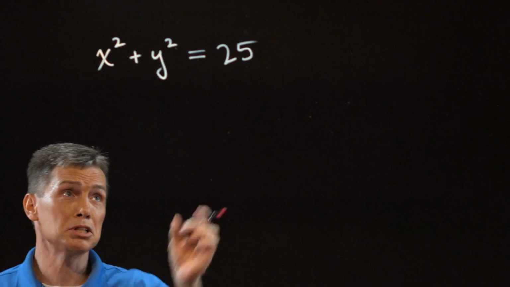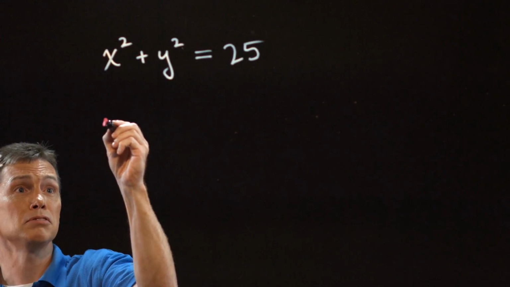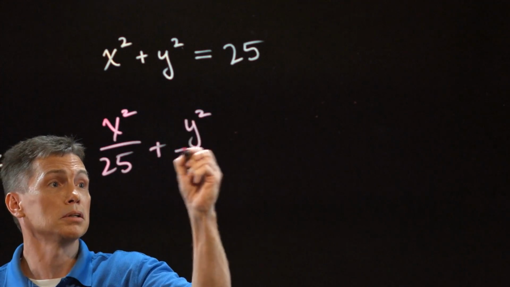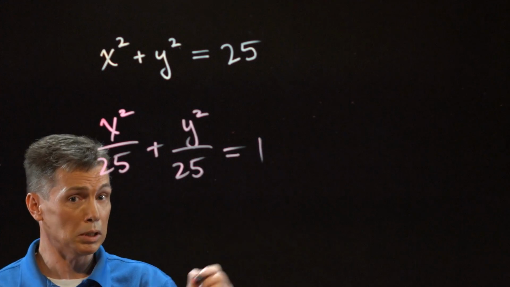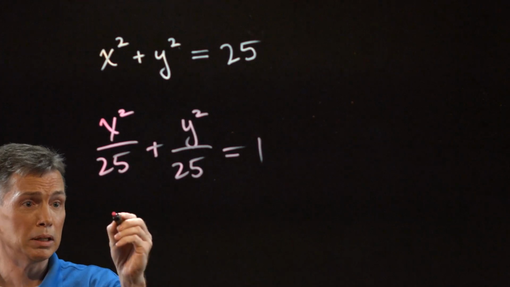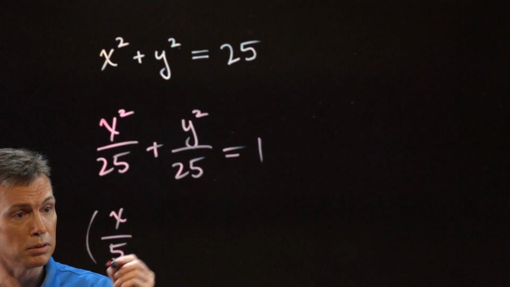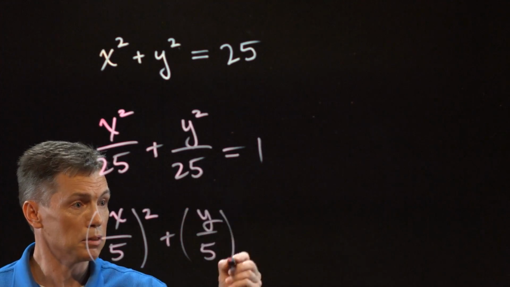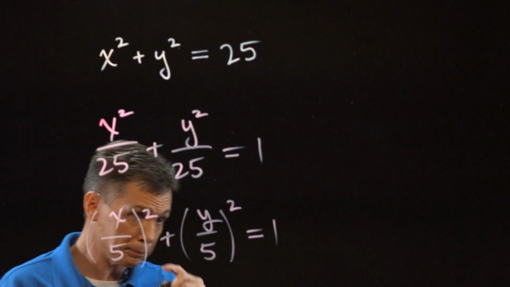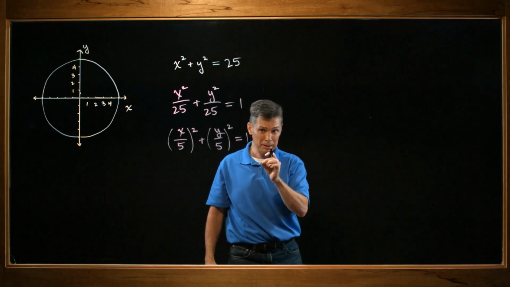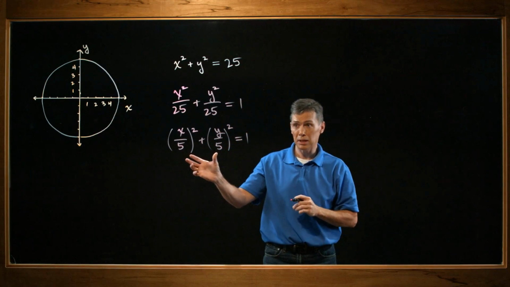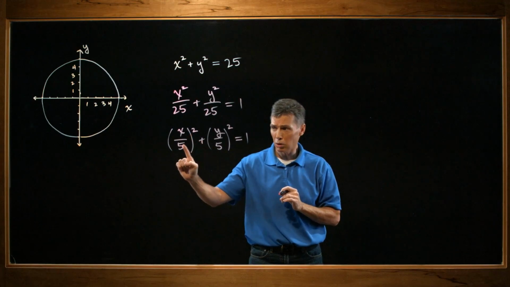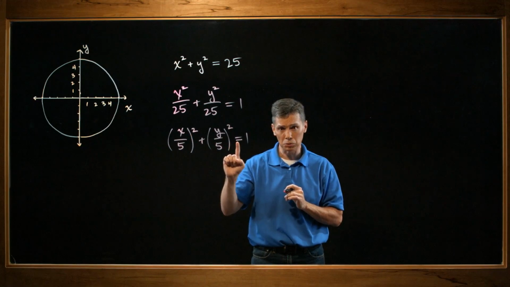So my manipulation is just gonna be to divide over the 25, x squared over 25 plus y squared over 25 equals 1, and even rewrite that just a little bit as (x over 5) squared plus (y over 5) squared equals 1. And so that Pythagorean theme that I have here now looks like the Pythagorean identity from trig. Cosine squared plus sine squared equals 1.